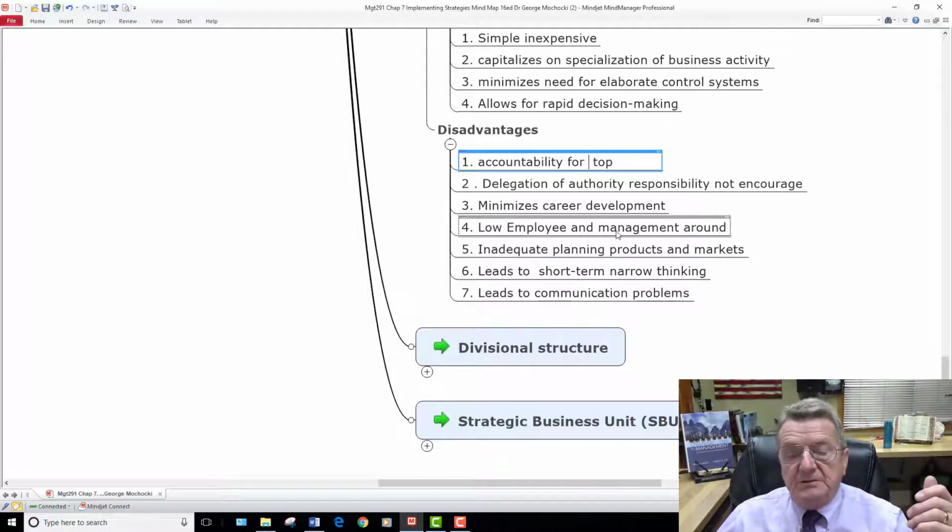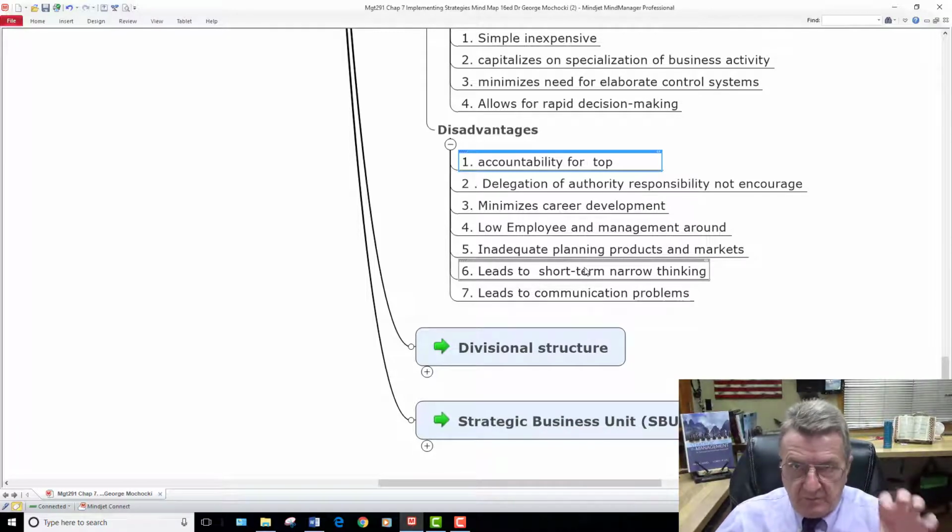Okay, low employee and management morale. Inadequate planning for products and markets leads to short-term narrow thinking. Remember, different departments: I'm going to work on my department, and I forget I'm in a whole. Leads to communication problems. Okay?